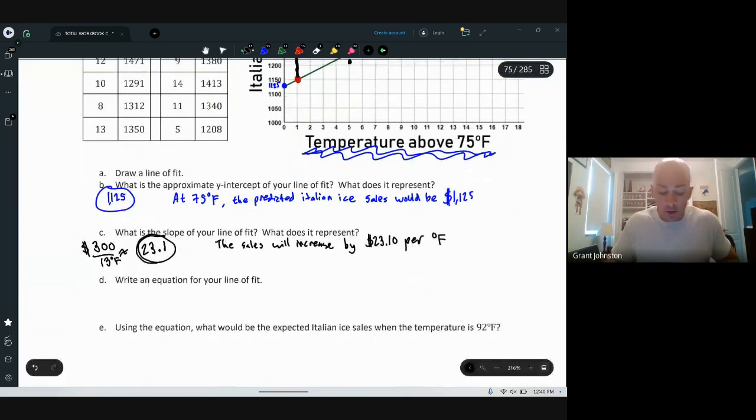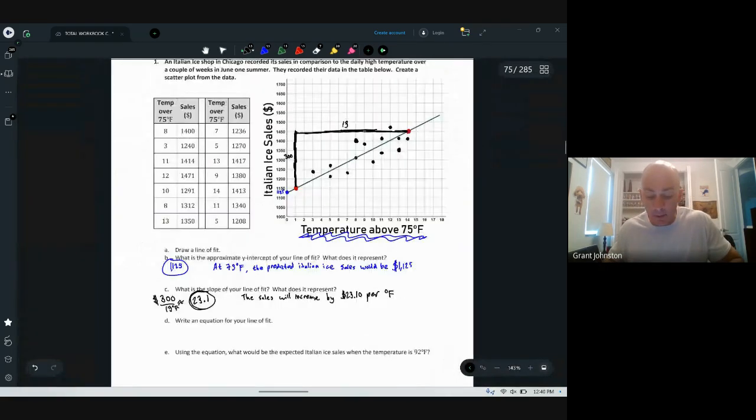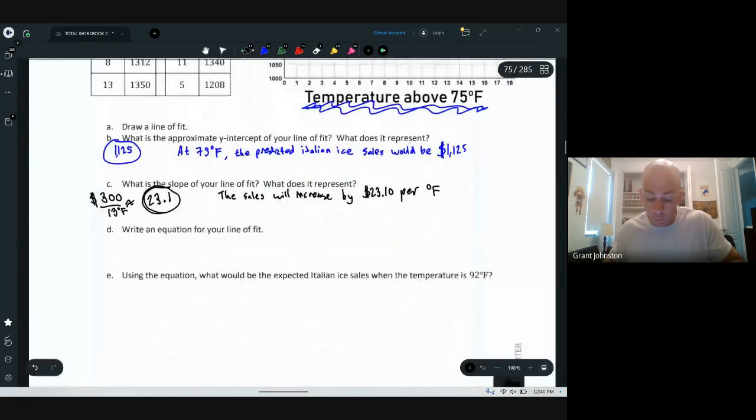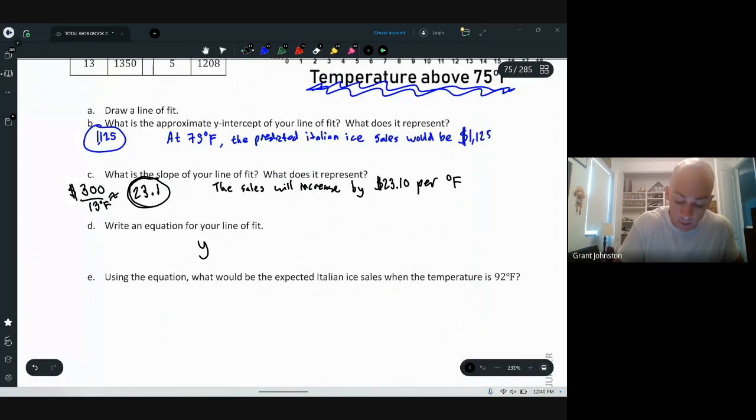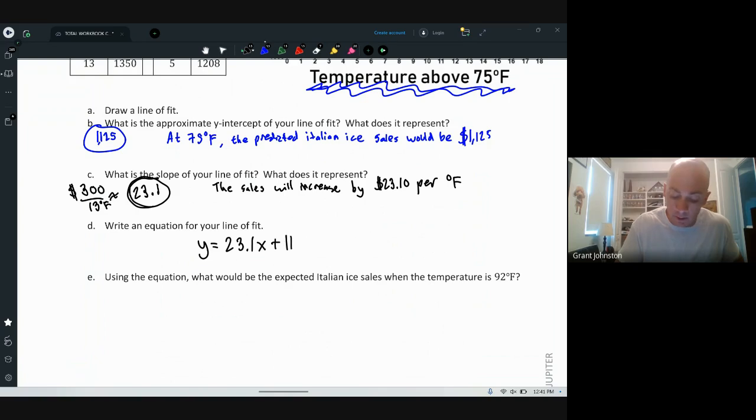The slope. So the equation, and it doesn't give me any variables I need to use, I'm just going to use y and x, would be in slope-intercept form. So the slope is 23.1. So 23.1x plus 1,125. So that would be my equation, slope-intercept form.